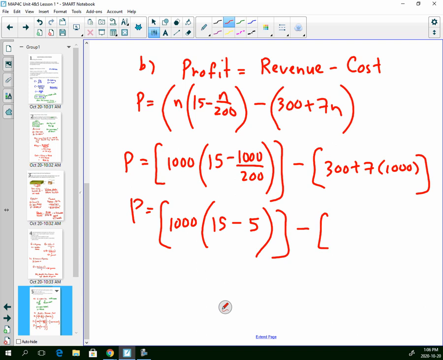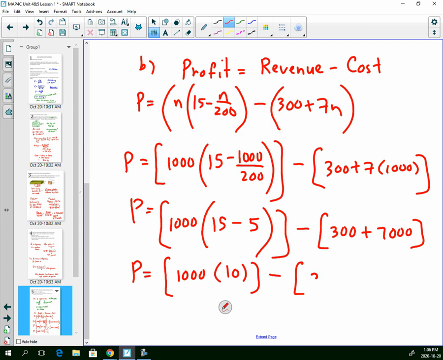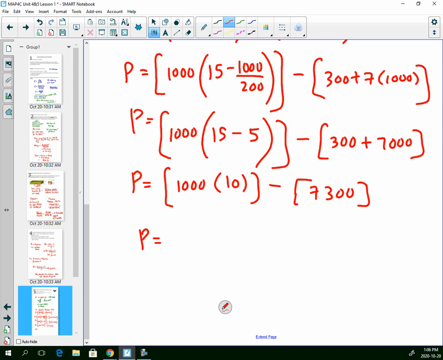Okay. In this bracket, I want to multiply the 7 by the 1,000 first, so 7,000. Okay, then I want to finish my bracket by subtracting 15 minus 5, which is 10. And then in this bracket, I can add, oops, not 37. I can add 7,000 plus 300 is 7,300. And then finally, in the first bracket, I'm going to multiply 1,000 by 10, which is 10,000. And then we can subtract those two numbers. So there's our profit.